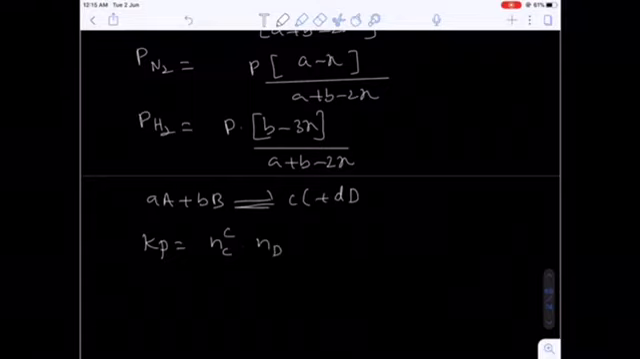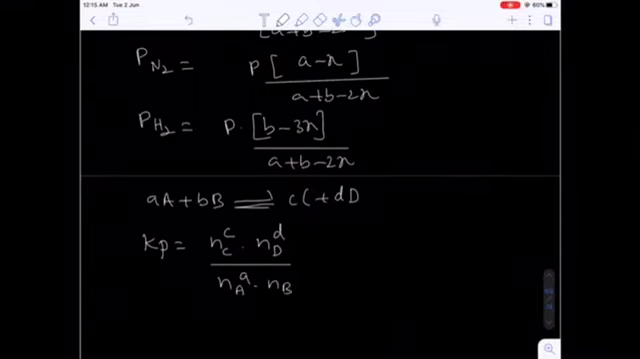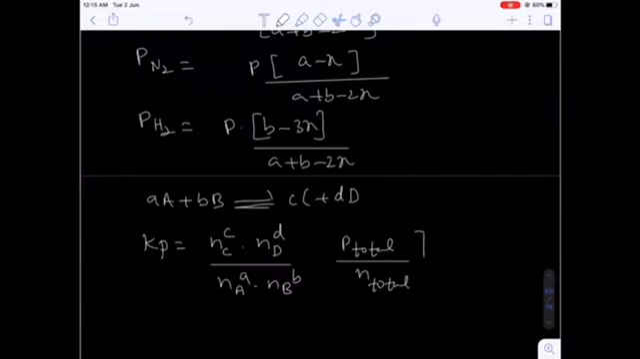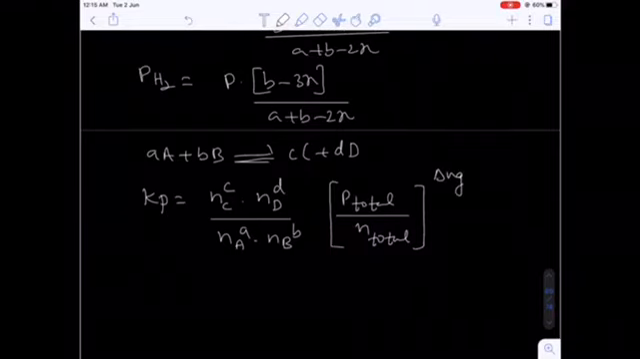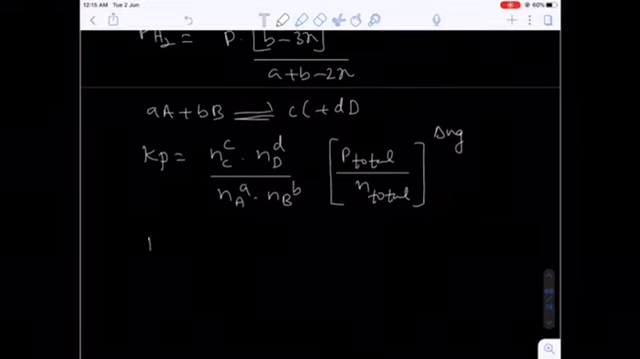Number of moles of C, you write stoichiometry c. Number of moles of D, stoichiometry small d, whole divided by number of moles of A, stoichiometry small a, number of moles of B, stoichiometry small b, okay. Now here we have to write the total pressure at equilibrium divided by total moles at equilibrium. Total moles, that is N total at equilibrium, whole to the power delta Ng. This is the direct formula by using which we can write the direct expression of the Kp, okay.